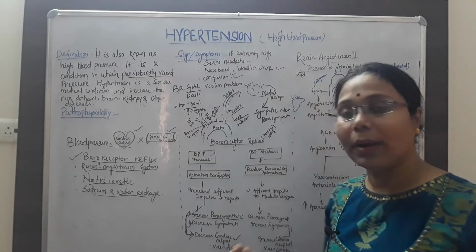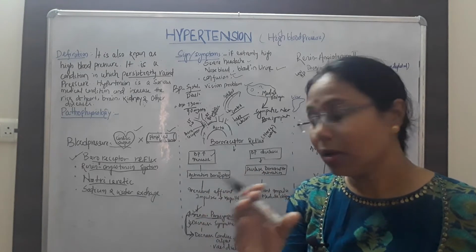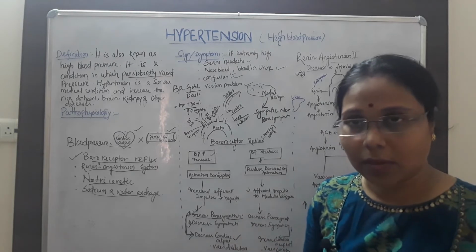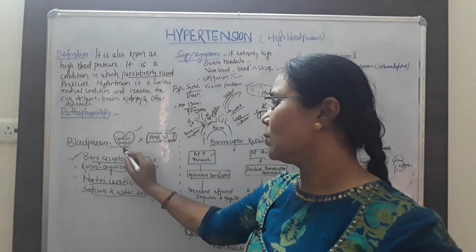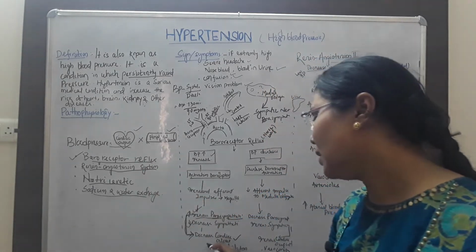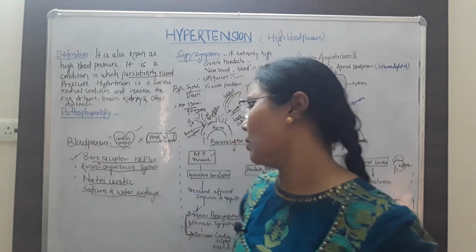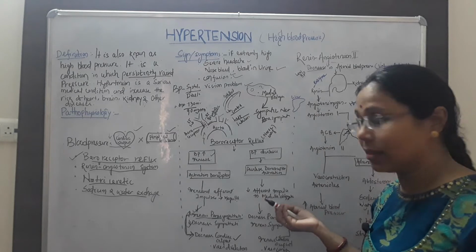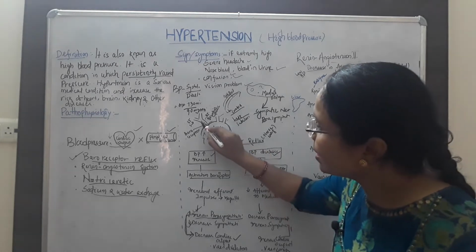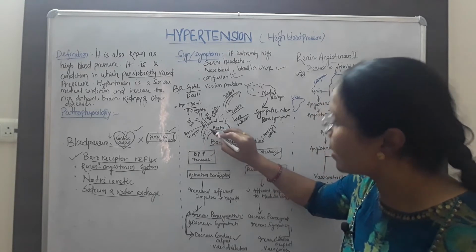That leads to vasodilation. If the cardiac output decreases, dilation of the vessels occurs, and ultimately the blood pressure level decreases. As I told, blood pressure is the product of cardiac output and peripheral resistance. So if cardiac output decreases, that leads to a decrease in blood pressure. In the opposite case, if the baroreceptor detects that the arterial blood pressure is low, then what happens?